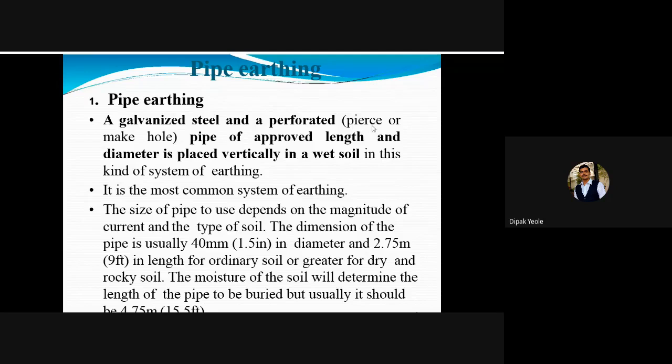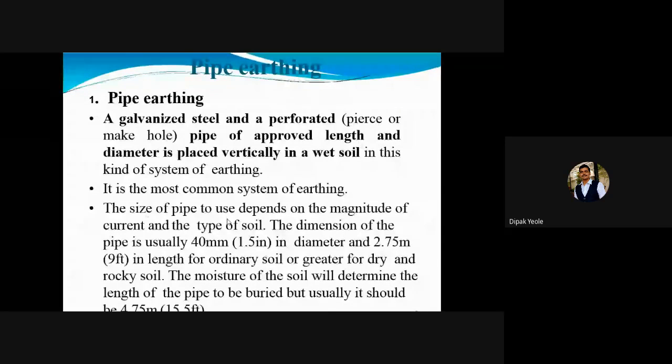Perforated means a piece with holes made in it. The pipe of approved length and diameter is placed vertically in wet soil in this kind of earthing system. So we have to use galvanized steel material for pipe earthing. It is the most common system of earthing, and the size of the pipe to use depends on the magnitude of current and the type of the soil.